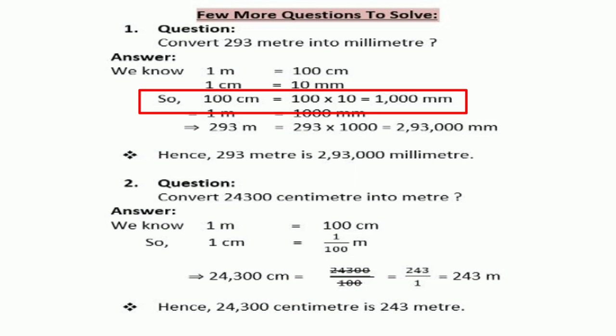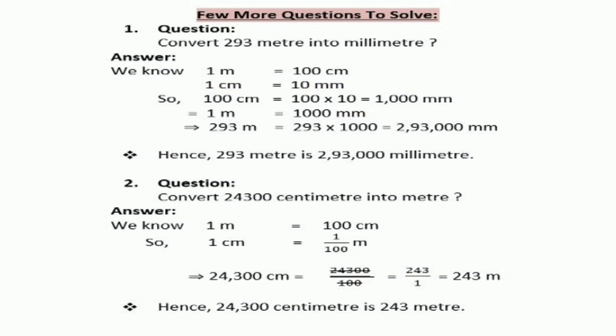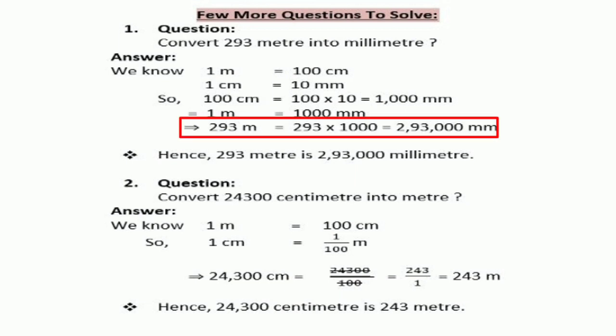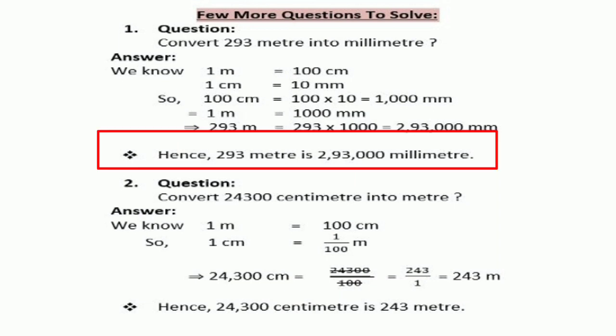So we know 100 centimeter is equal to 1 meter is equal to, after multiplying this we got 1000 millimeters. So we get 1 meter is equal to 1000 millimeter. So according to the question, 293 meter is equal to 293 into 1000 millimeter, that is equal to 293,000 millimeter. Here is the answer.